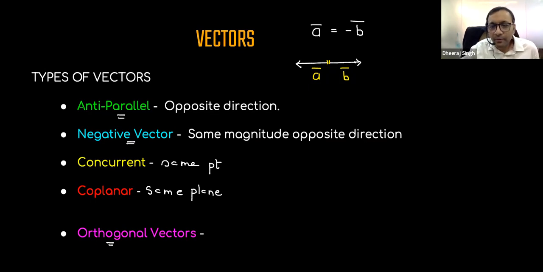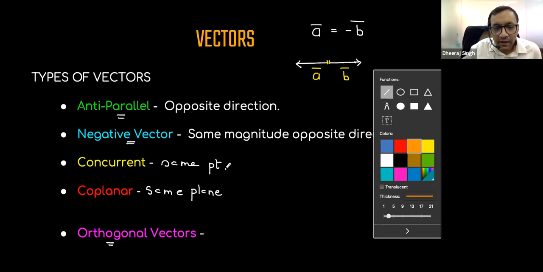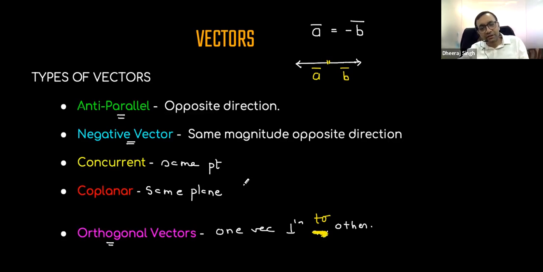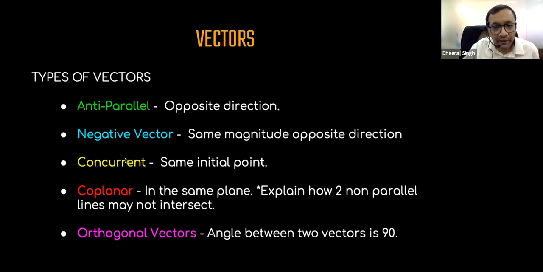More than two vectors can also be in the same plane. Correct. All the vectors are coplanar then, however many vectors there are. Orthogonal means that one vector is perpendicular to the other. Okay. So these are the obvious definitions. They should come out naturally. Don't try to mug it up. It is of no use mugging up these things. Just for your information's sake.